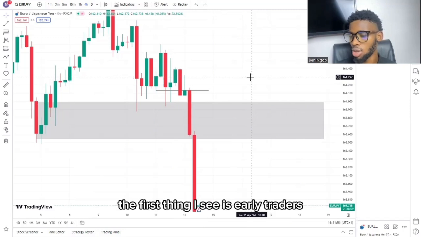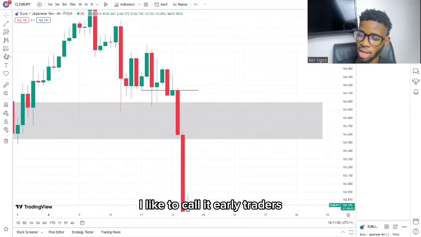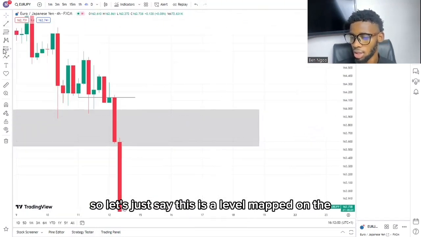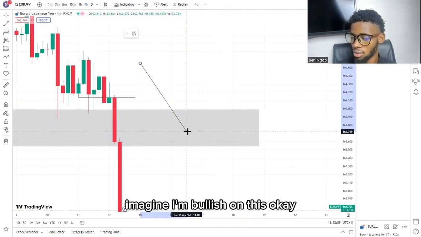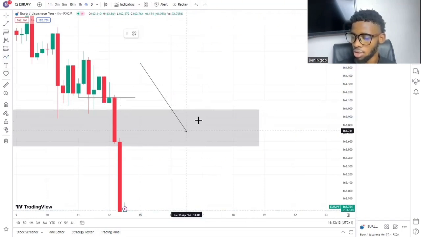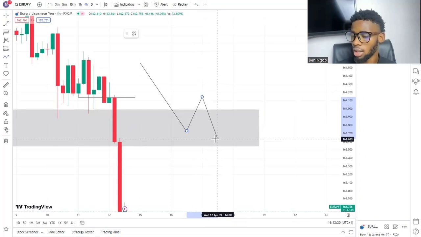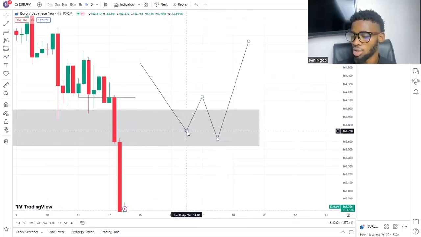First of all, the first thing is early traders. I like to call it early traders. Now, what does that mean? This is a level, okay? So let's just say this is a level mapped on the higher time frame. You see price come down to the level. Imagine I'm bullish on this, okay? So let me draw this. Price comes back to the level. Now we get some early traders buying the move, the push as it's going up. Then price comes back, takes them out and pushes in that direction, okay?